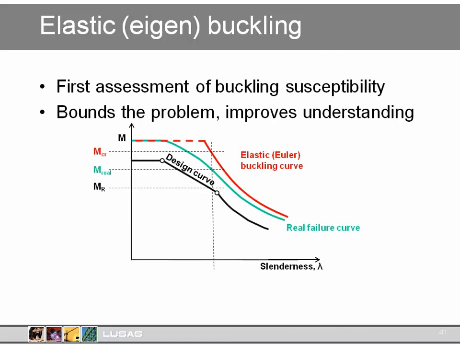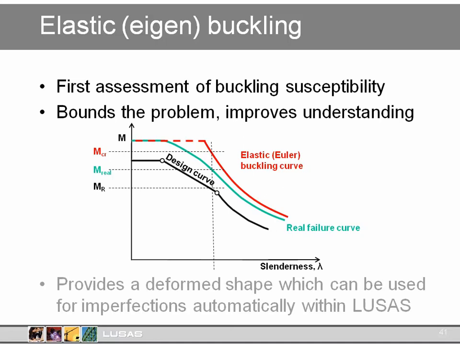So the eigenvalue analysis gives us a first assessment of buckling susceptibility. It also helps to bound the solution. When we adopt a full nonlinear analysis to find a buckling value on the green curve, we know that the real buckling value should be lower than the eigenvalue results, but above the design code result. It helps us gain an understanding of the likely behaviour of the structure. Lastly, the eigenvalue analysis provides a deformed shape which can be used to define initial imperfections for a full nonlinear analysis, which with LUSAS can be predeformed by that deformation automatically.